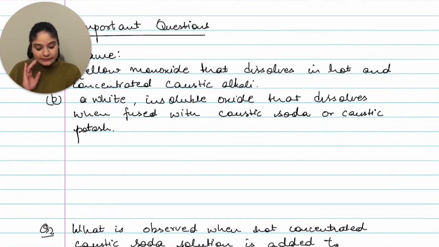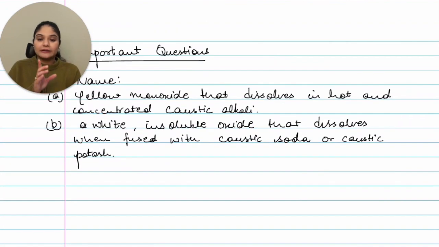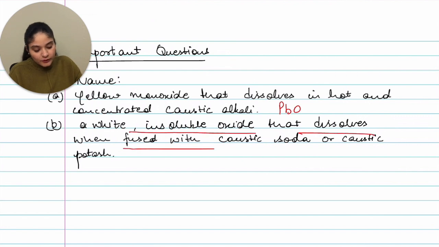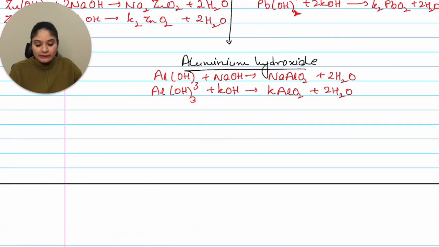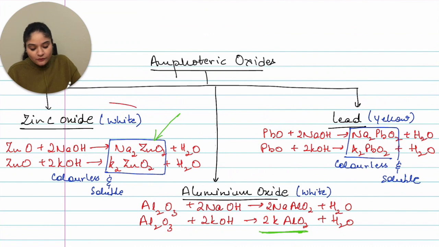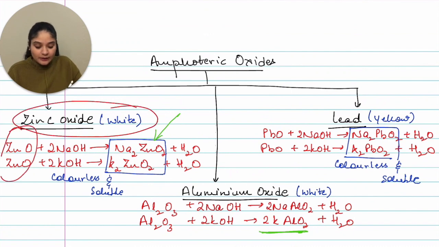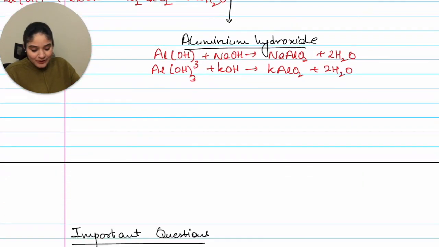So the first question is, yellow monoxide that dissolves in hot concentrated caustic alkali. So yellow monoxide is PbO. Make sure that you remember the colors. The yellow one is PbO. Then in the next one you have a white insoluble oxide that dissolves when fused with caustic soda or caustic potash. So a white insoluble oxide would be ZnO that I told you. ZnO is a white insoluble oxide that becomes soluble, or dissolves, after the reaction. So your answer would be ZnO.